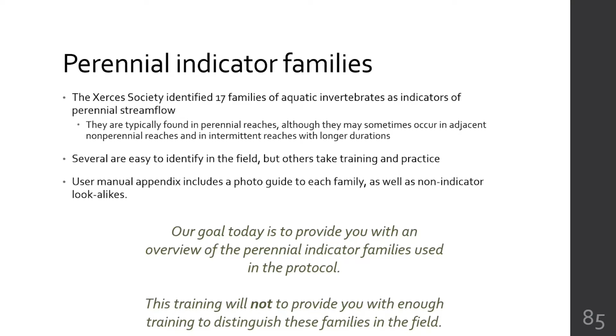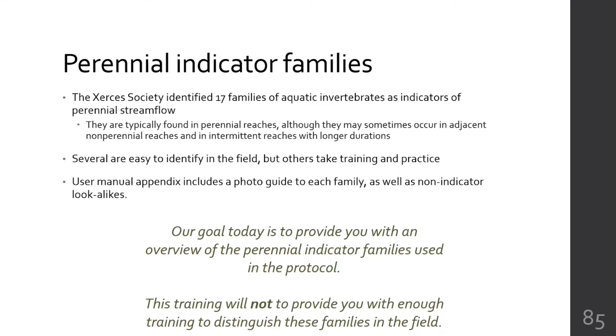And I want to clarify that when they're known as perennial indicators, that means that they have a preference, that when they're found, you're typically in a perennial reach, but that doesn't mean they are exclusively going to be found in perennial reaches. They often occur in adjacent non-perennial reaches that are well connected to perennial reaches, as well as in intermittent reaches with particularly long durations. So again, their presence is not by itself diagnostic, but it is an important indicator for this method.